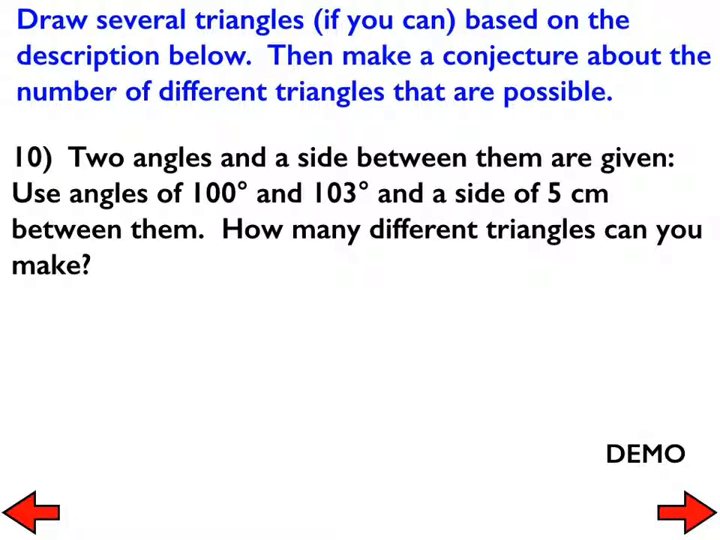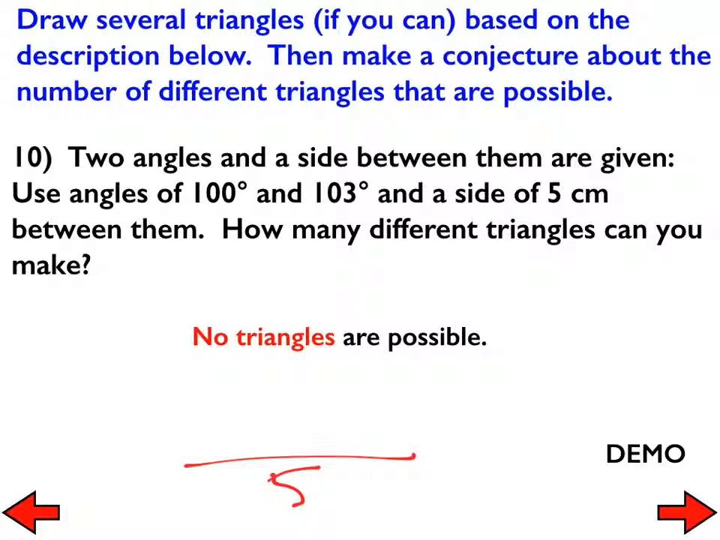Let's do one more. Draw this triangle. Start with the side of 5 centimeters. One of the angles is 100, and the other angle is 103. If you started with the 5 centimeters, this is about 5 centimeters. And then here's my 100 degrees. And here's my 103 degrees. Does that look like a triangle? No. Those lines are not going to meet ever. They're going out.